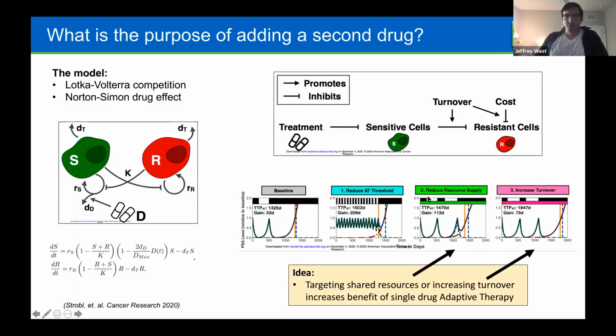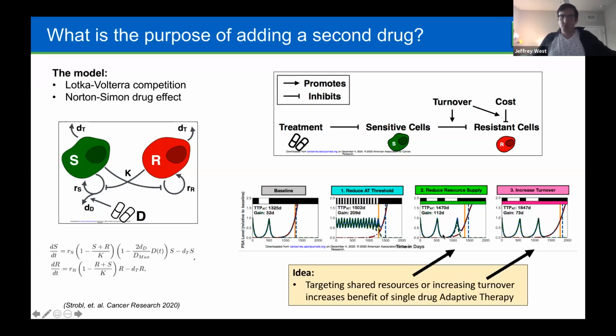So the first strategy is reduce the resource supply. We think of this as decreasing the carrying capacity shared between sensitive and resistant cells. And the second strategy would be increased turnover, which increases the death rate of both sensitive and resistant cells. So this is probably the most simple approach. If you have a resource reduction drug or a turnover increasing drug, you just give them continuously and you administer your first drug adaptively.